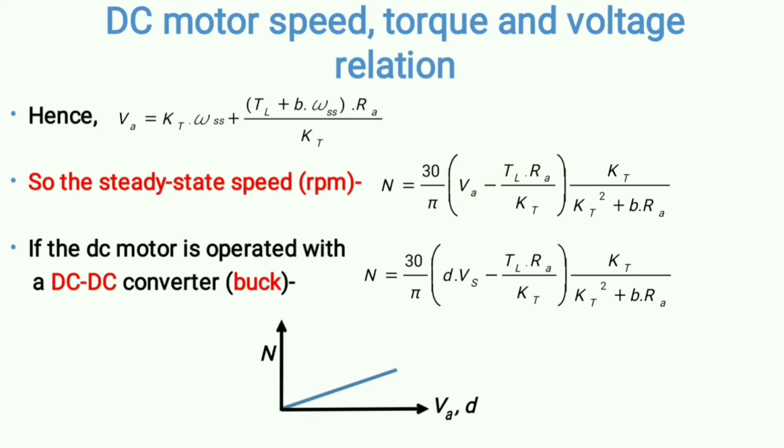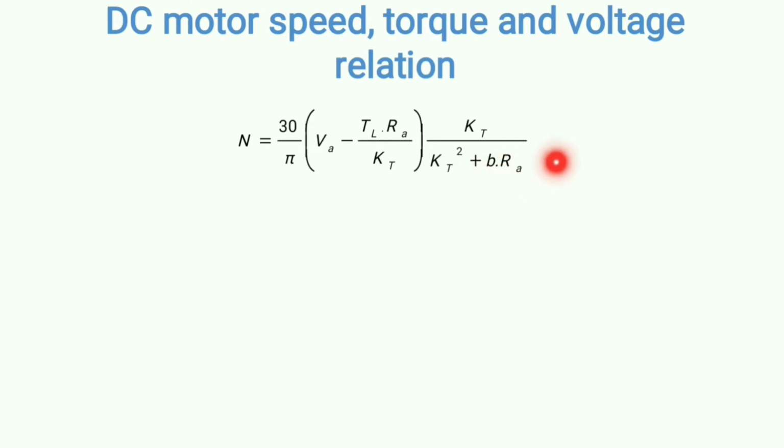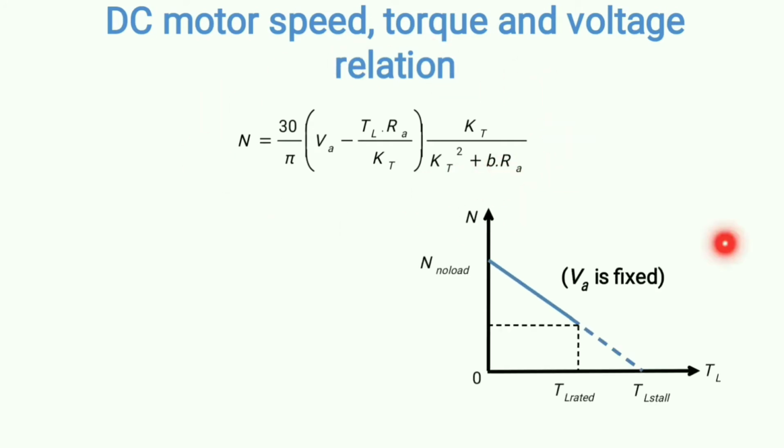See here, again I have written this expression. You will get this kind of graph when your voltage is fixed and you are varying your load torque. This graph can be explained step by step. One more thing I forgot to mention: this expression is nothing but an equation of a straight line having negative slope. That is why this graph is like this.